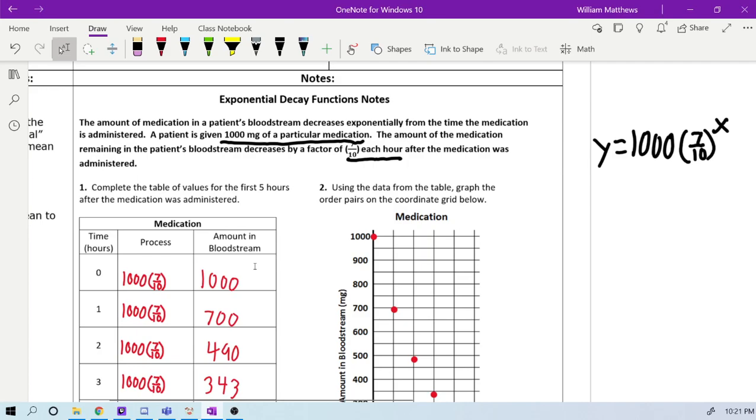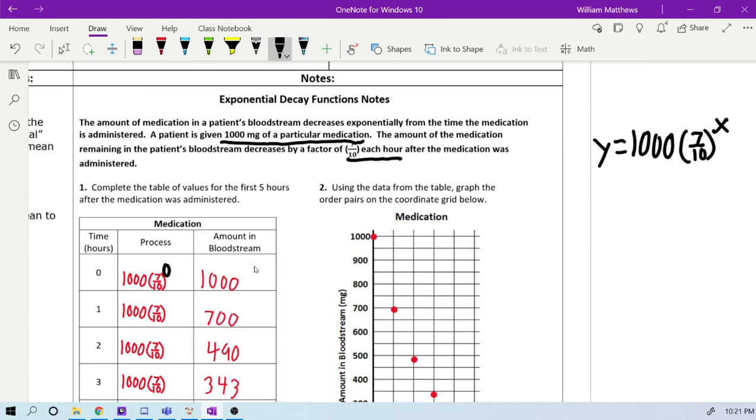So for hour 0, when we first give the patient the medication, we would have the 1,000 milligrams multiplied by 7/10 to the 0 power. Because no time has actually passed yet, it stays to the power of 0, which is 1. So 1,000 times 1 ends up being 1,000.